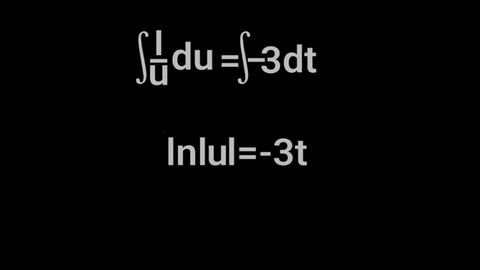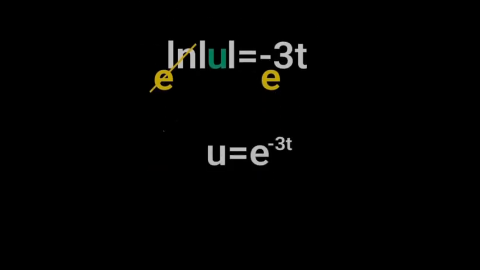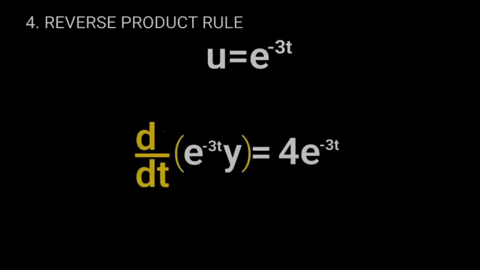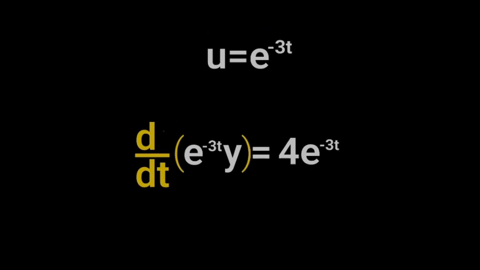Now, to find the value of u, we're going to use e, so we're going to raise e to the ln. e to the ln will be 1, so that will leave u by itself. So we got u equals e to the negative 3t. Once we have found the value of u, we're going to reverse the product rule. That is d over dt of e to the negative 3t y equals 4e to the negative 3t.